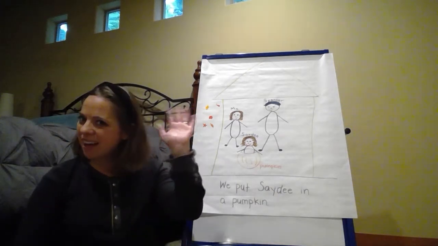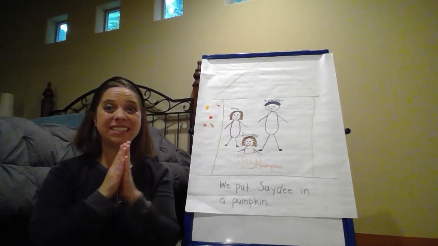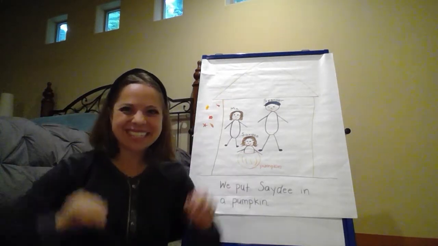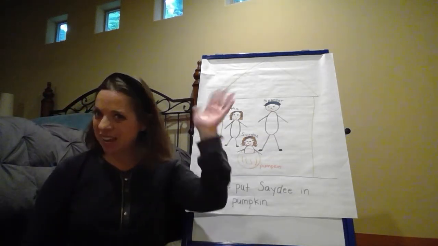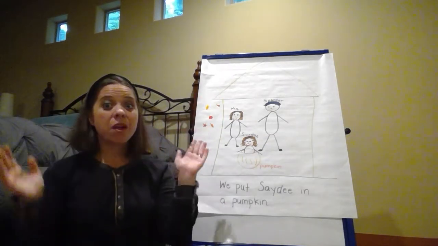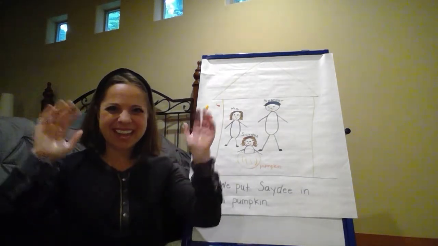We wave goodbye like this. We wave goodbye like this. We clap our hands for all our friends. We wave goodbye like this. Once more. We wave goodbye like this. We wave goodbye like this. We clap our hands for all our friends. We wave goodbye like this.